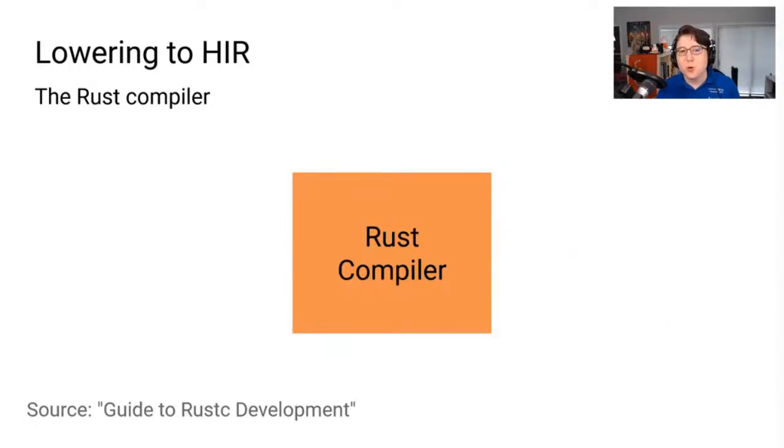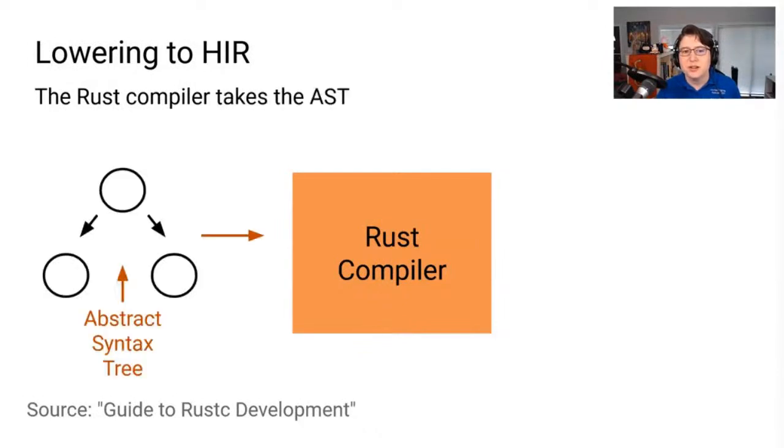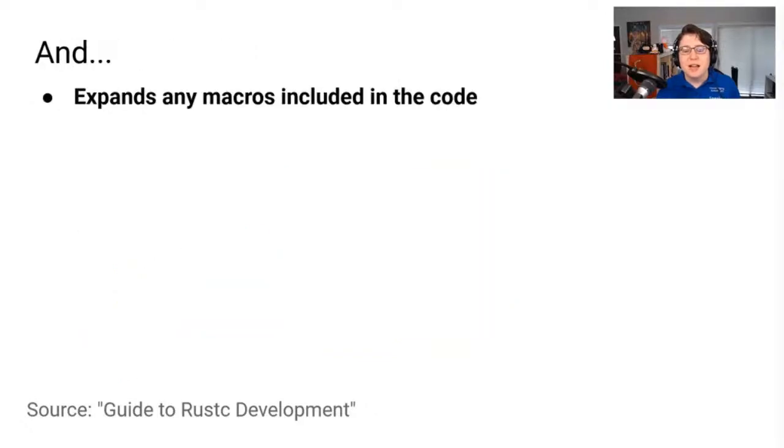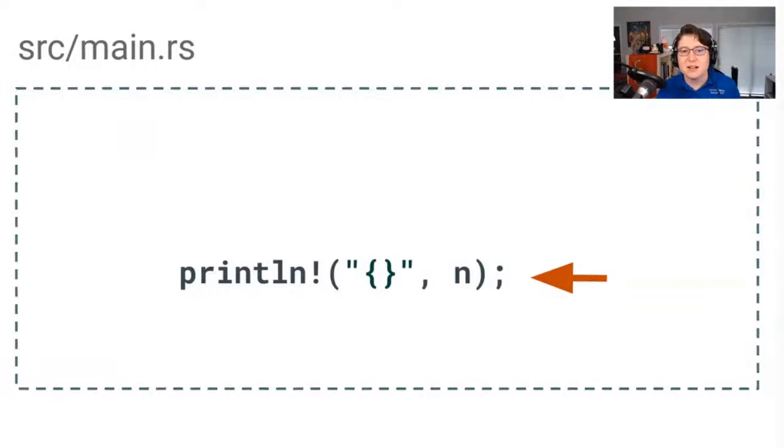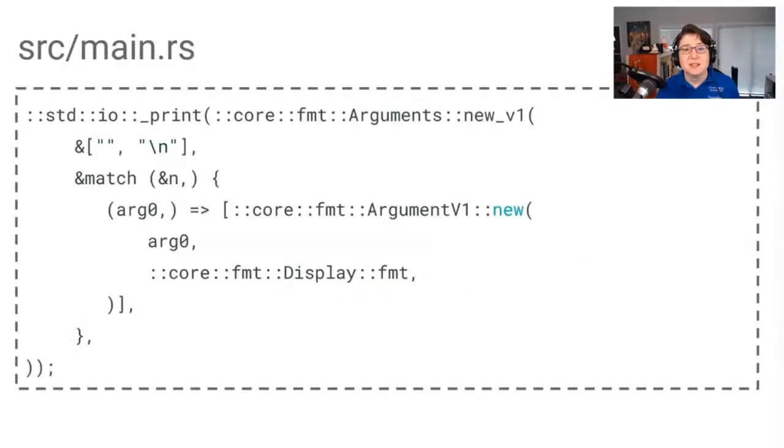And at this stage, before it moves on to the next stage of compilation, the Rust compiler in particular takes the abstract syntax tree generated by the parser and first expands any macros included in the code. If we look back at our code example, let's zoom in on this line. Printline is a macro, which means this line would be expanded to this. This is what the full printline macro looks like and how it would be represented in the abstract syntax tree.